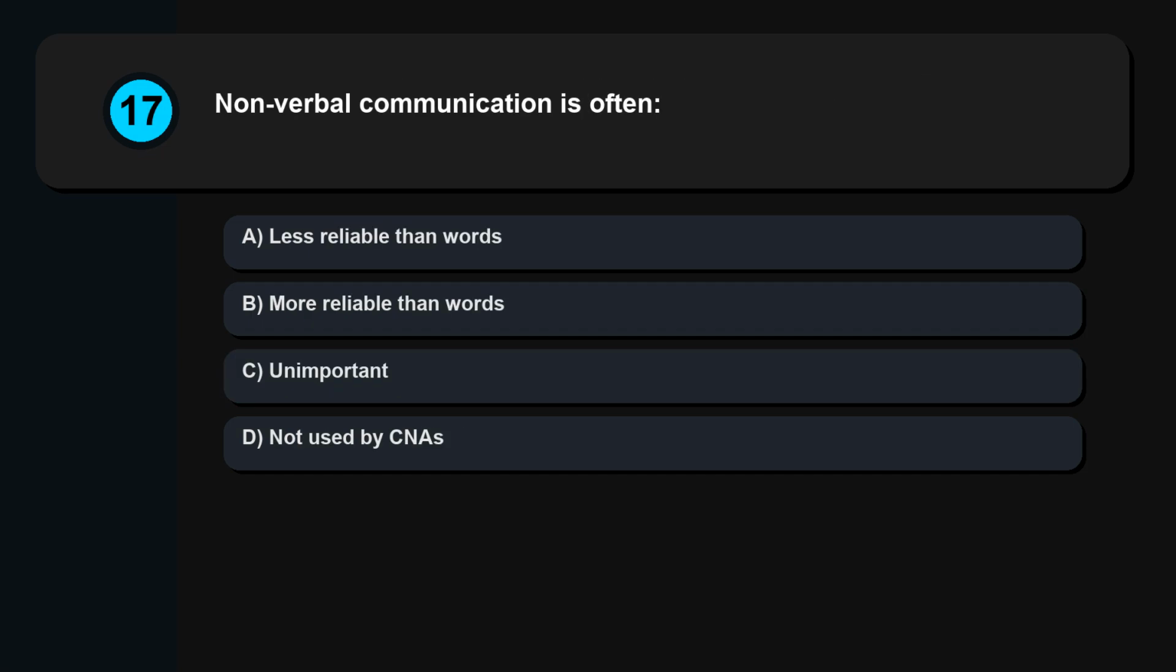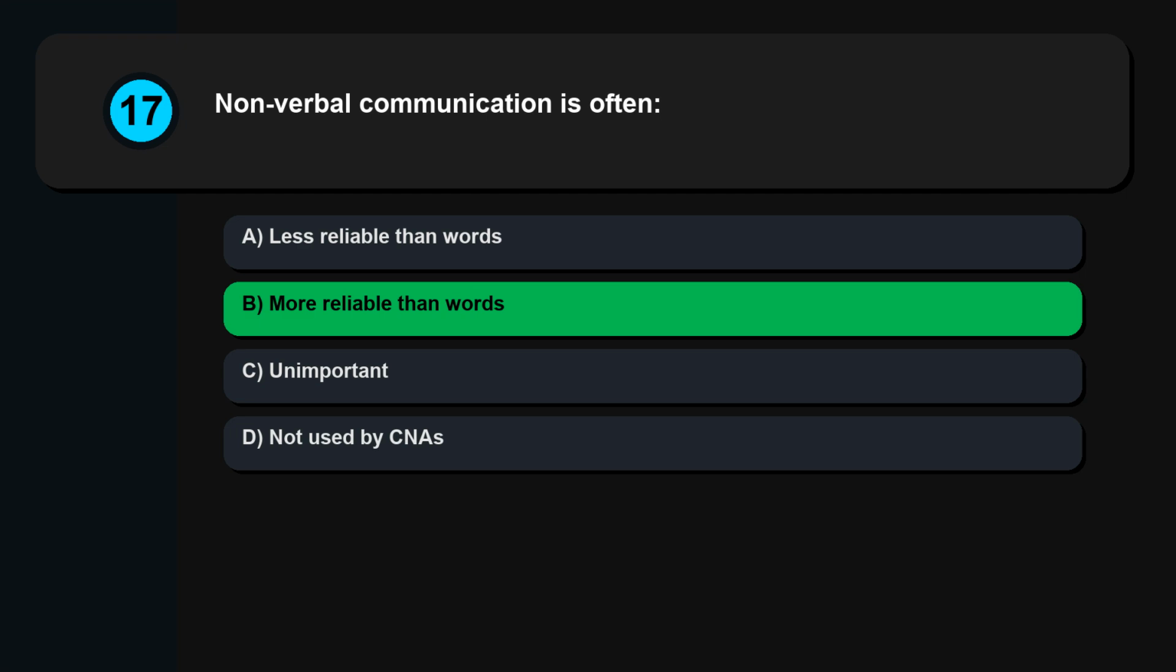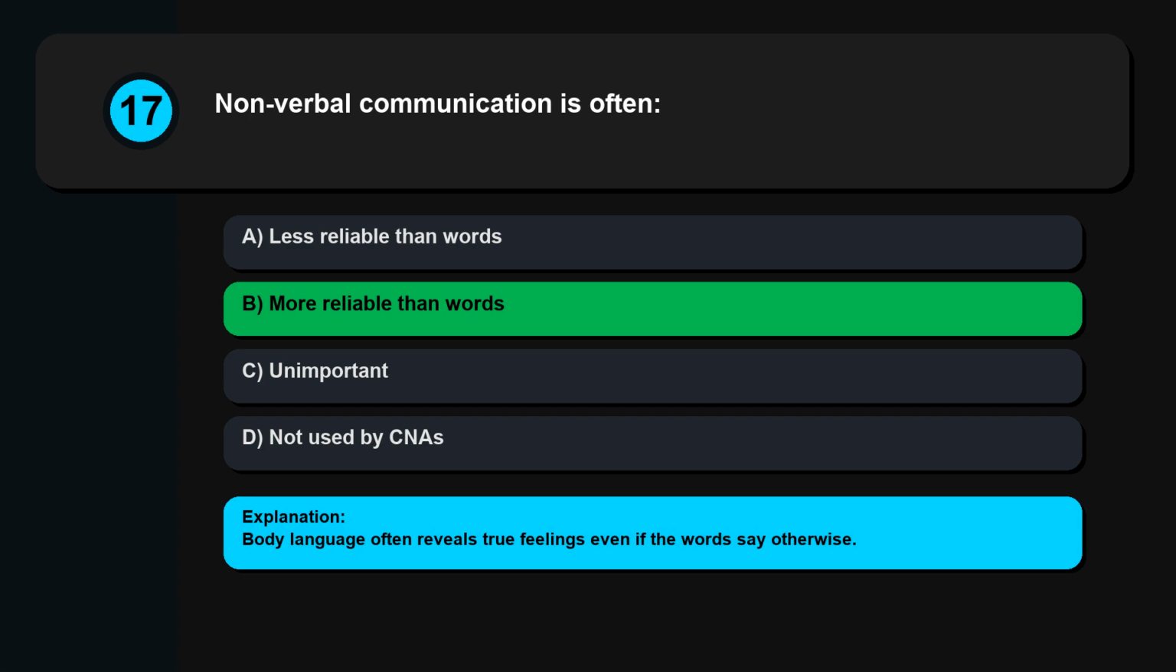Question 17. Nonverbal communication is often less reliable than words, more reliable than words, unimportant, not used by CNAs. Body language often reveals true feelings even if the words say otherwise.